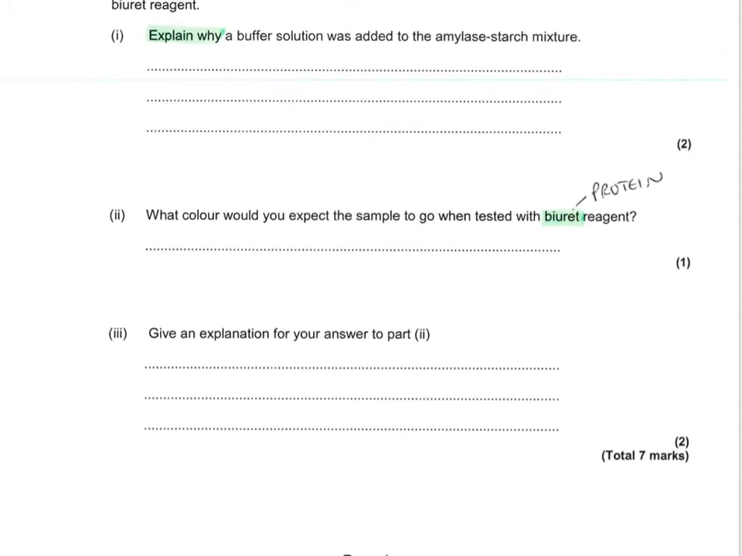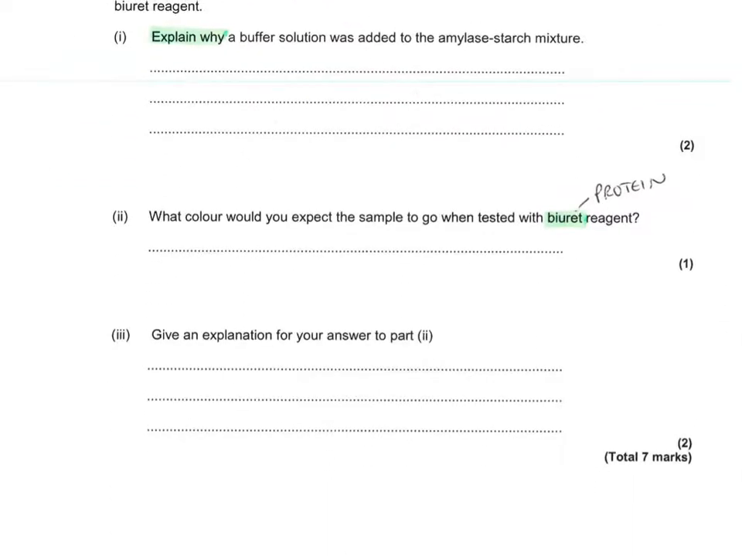This is a 2-mark question, so simply the fact that a buffer controls the pH, so the pH doesn't change, isn't enough for 2 marks. The second mark is, well, why is that important? It's important to keep the reaction going at the enzyme's optimum pH, or to stop the amylase, which is the enzyme, from denaturing.